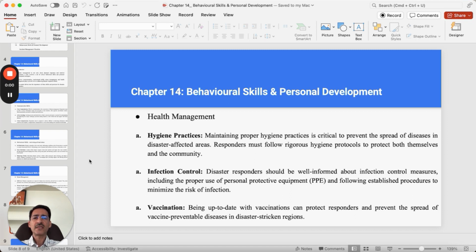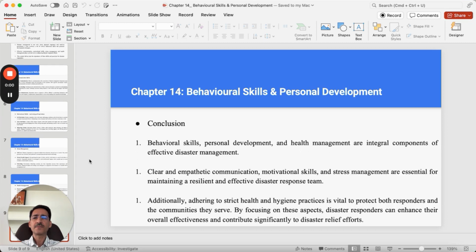Infection control. Disaster responders should be well informed about infection control measures, including the proper use of personal protective equipment and following established procedures to minimize the risk of infection. Vaccination. Being up to date with vaccination can protect responders and prevent the spread of vaccine-preventable diseases in disaster-stricken areas.